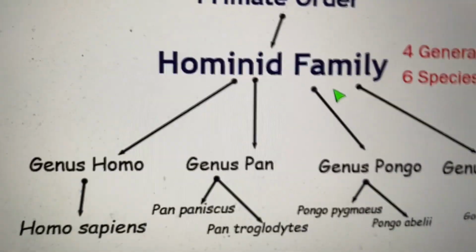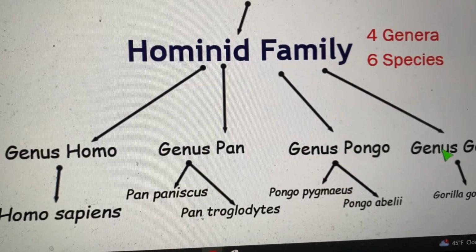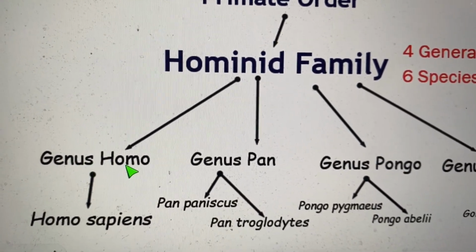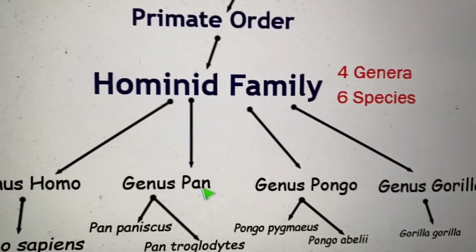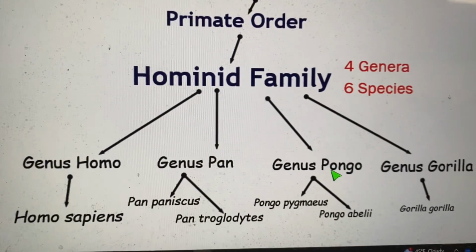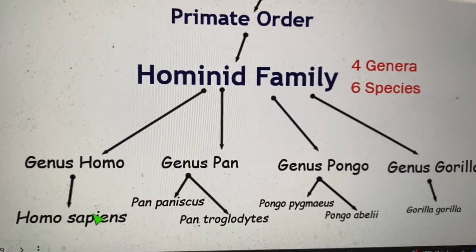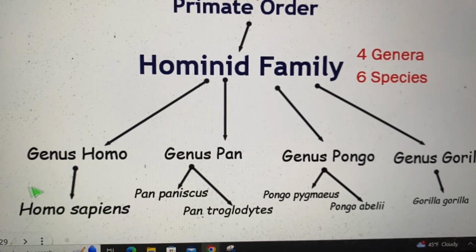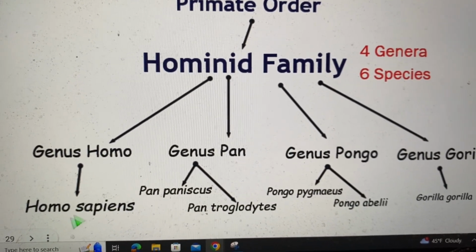And there are 4 genuses or genera of hominid. There's our genus, the Homo, and then we also have the Pans, the Pongos, and the gorillas, right? And then the final step is species. We are in the species of sapiens, genus Homo. We always put these two together, Homo sapiens, right?